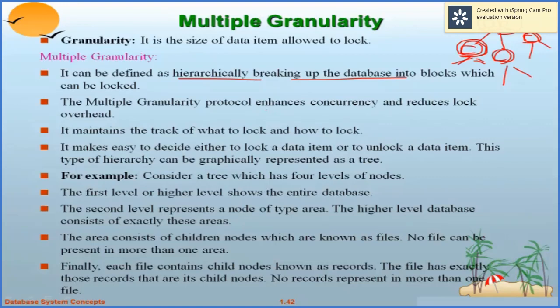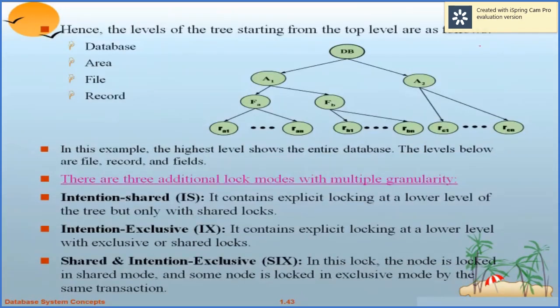Before that, let's make the concept a little clearer. The multiple granularity protocol enhances concurrency and reduces lock overhead. That means a systematic locking approach is encouraged in the multiple granularity concept. It keeps track of what to lock and how to lock. Which one has to be locked first, and how is it going to affect the other locks? Is there any need of locking the other children also? These are something we will study in the coming slides. Let me explain the multiple granularity with a diagram.